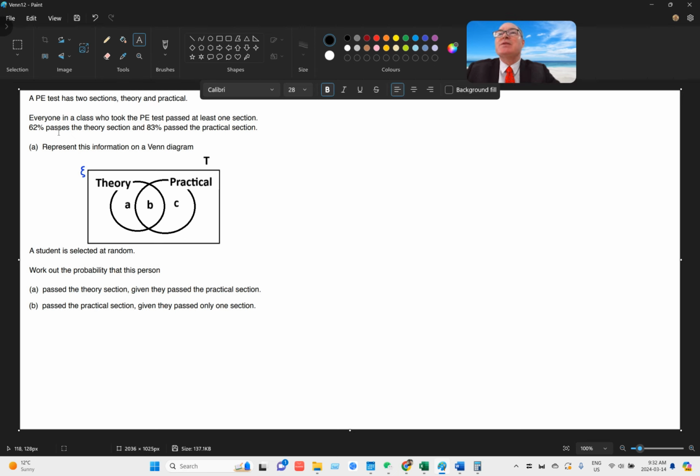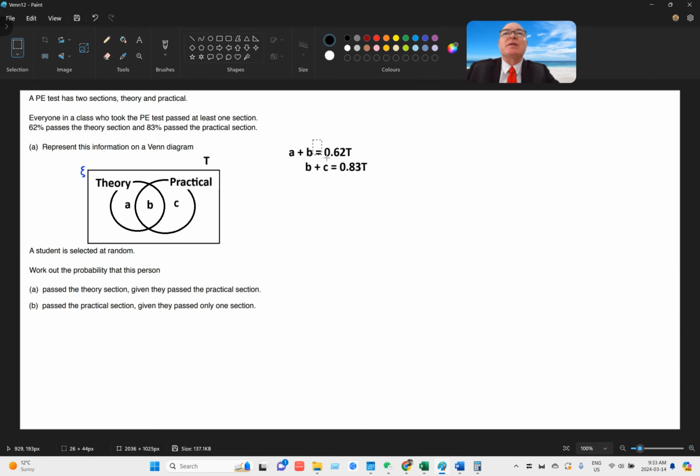Okay, 62% passed the theory section. Okay, we're going to write this out. The theory section, those people are the A's plus the B's, and that equals 0.62 or 62% of the total. And then we have 83% pass the practical. So I'll write this over here. B plus C is equal to 0.83T. Okay, by now you know what I'm up to. I'm going to slide this over a little bit and put that there.